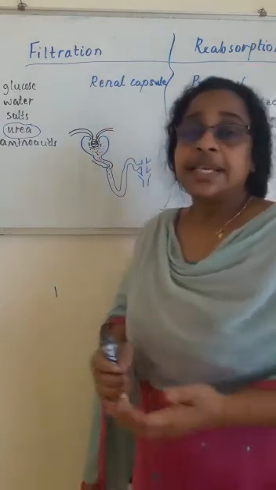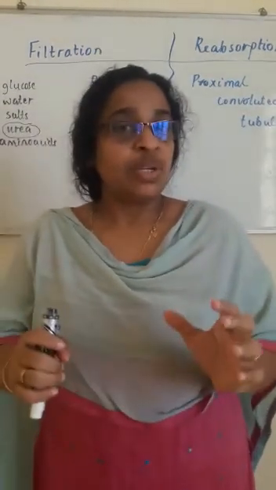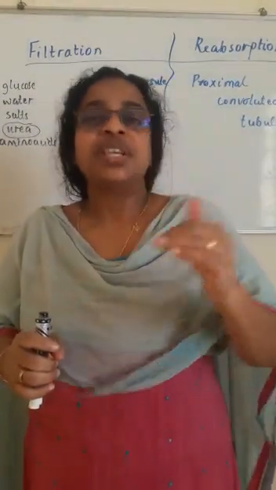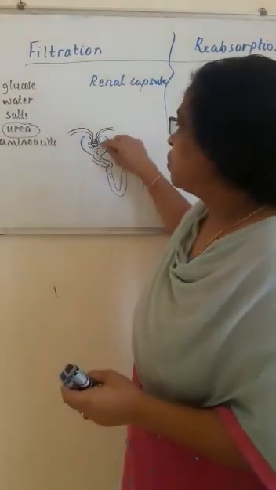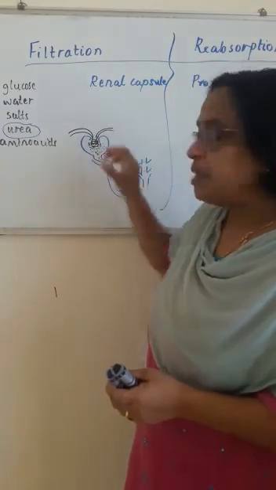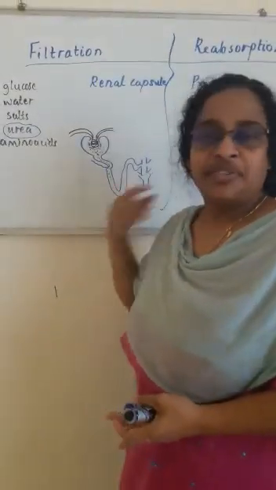And you know that red blood cells, proteins and white blood cells are big molecules, so they cannot be filtered out. They will not come through these small gaps, so they will stay in the blood. Only these smaller molecules are filtered.